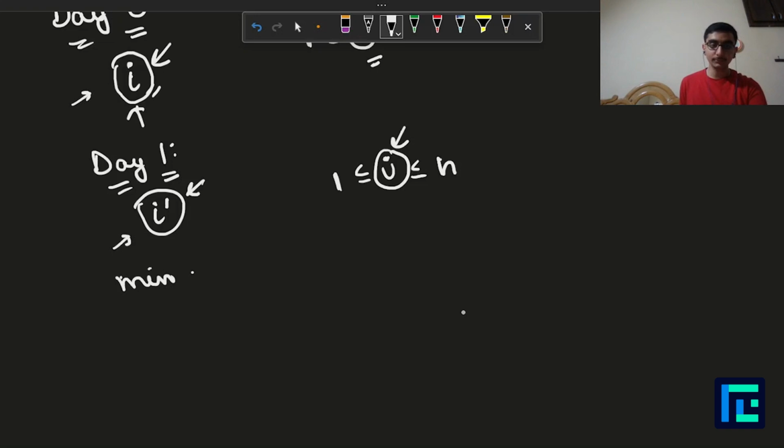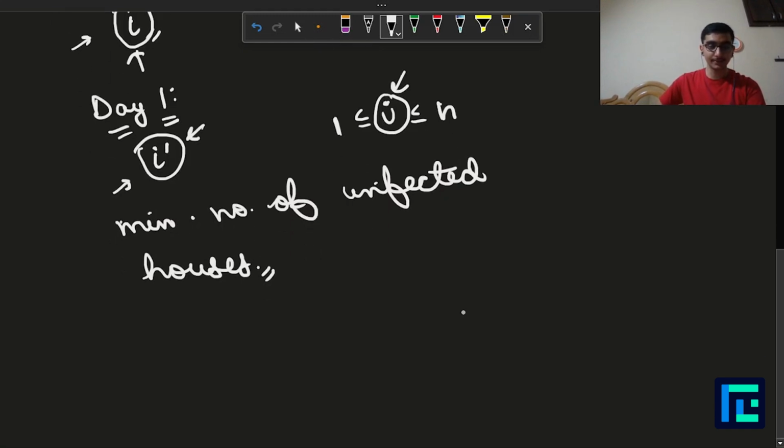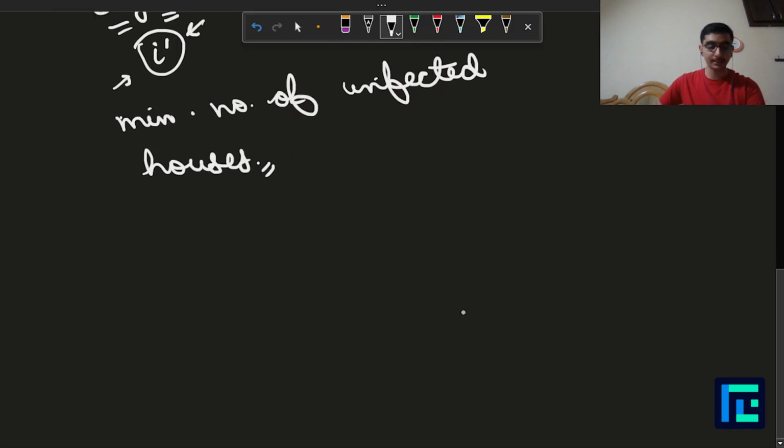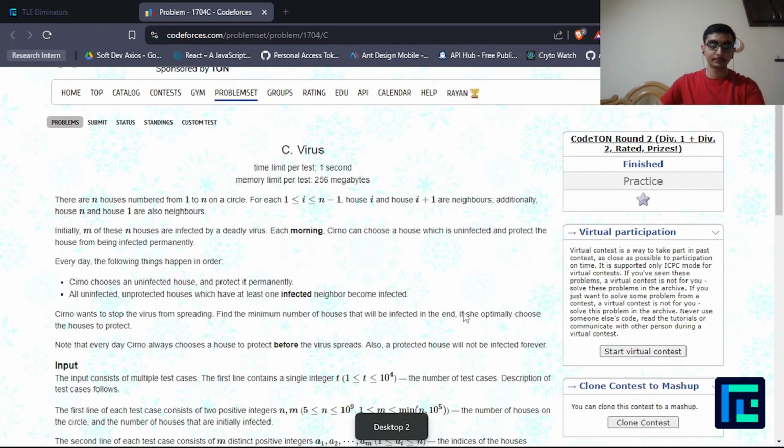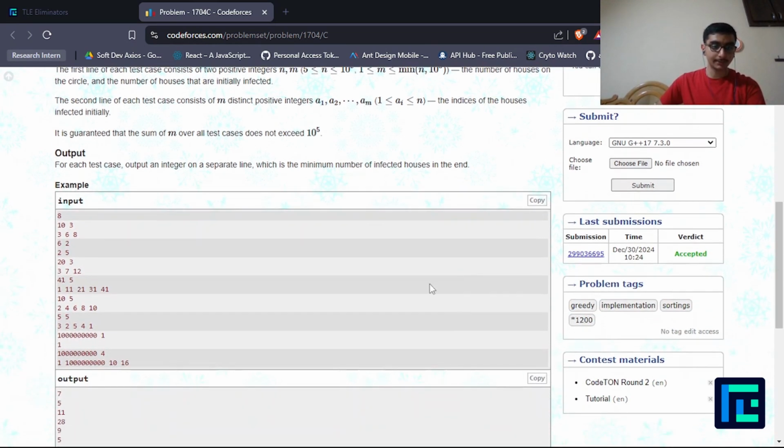So, the minimum number of infected houses. Now let's see a sample case which will help us understand the problem better. Now let's take this first one, for example.